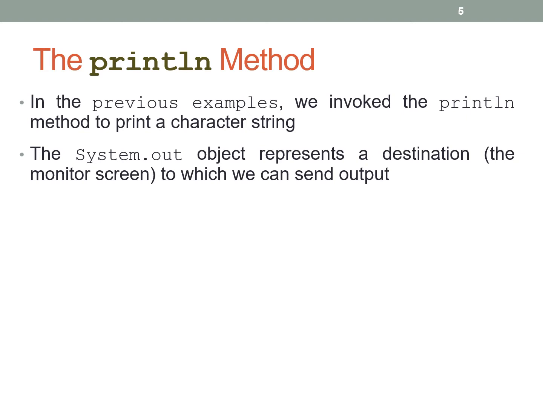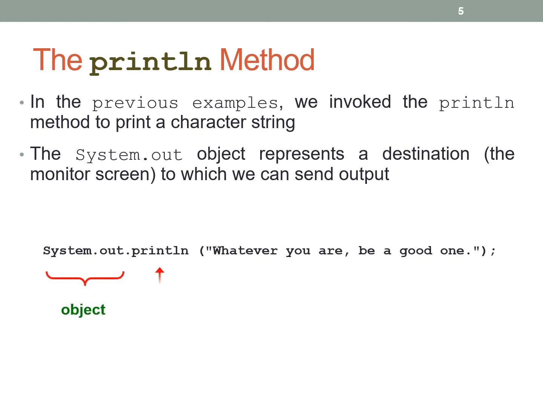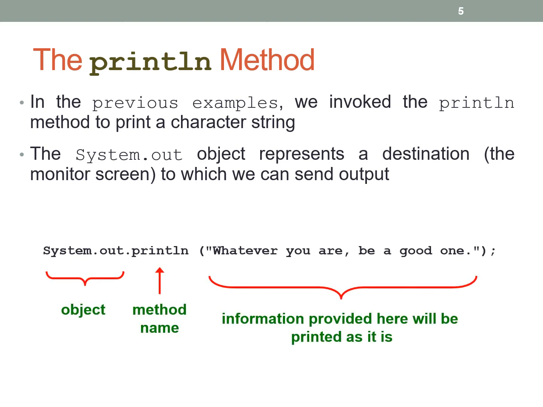In the previous examples, we have used the println method to print a character string. The System.out object represents a destination, which is the monitor screen to which we can send the output. Thus, System.out is an object, println is the method name, and within the brackets is the content to be displayed on the screen.